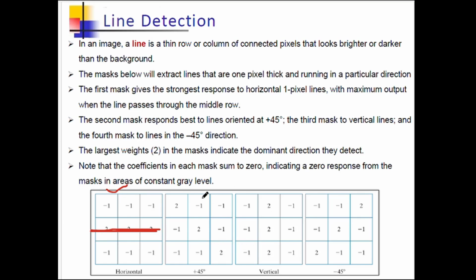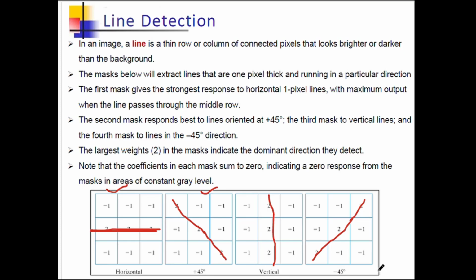Same way, see this mask. If you apply this mask on the image, then you can identify a line in a plus 45 degree direction. Suppose your image consists of a line which is in plus 45 degree direction, then by applying this mask you can identify that line. Then the third mask, you can identify a vertical line. With this mask you can identify a line at an angle of minus 45 degrees.